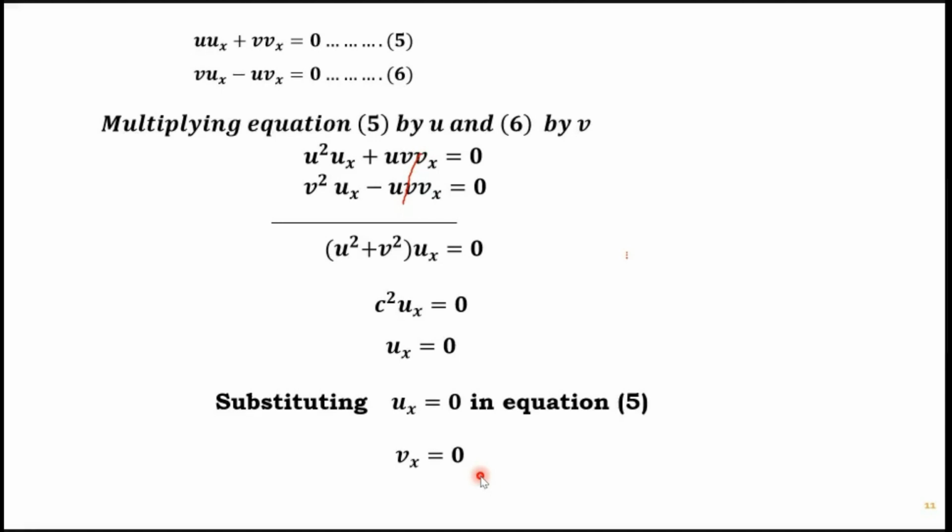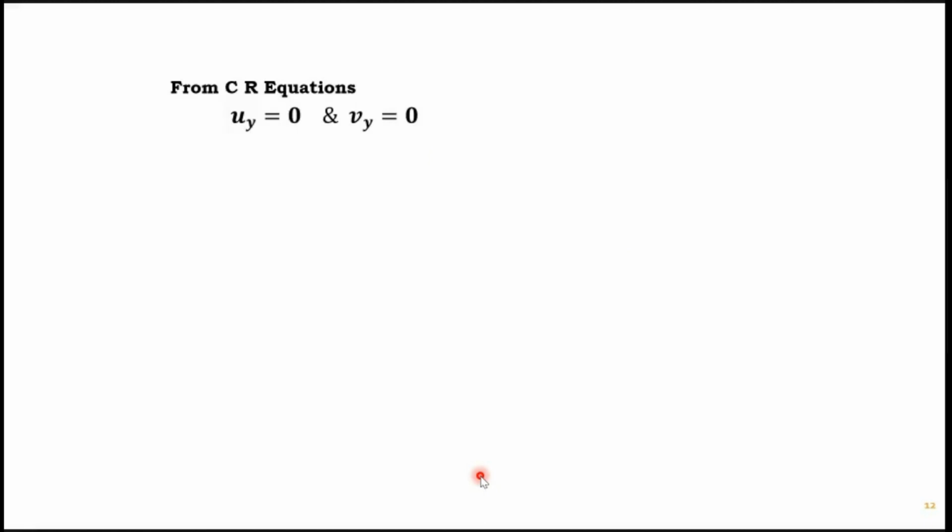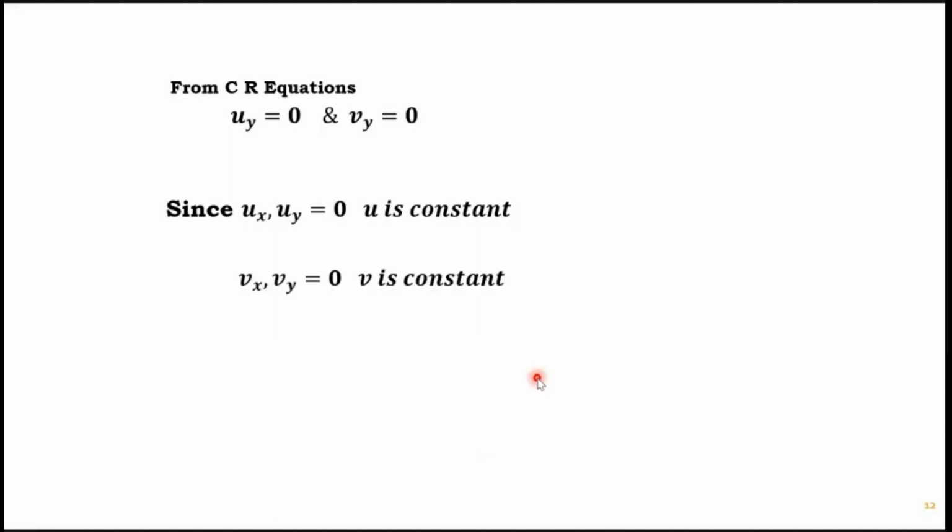So in the next step, since ux and vy from CR equations, they are also equal to 0. ux, uy 0, u is constant. vx, vy 0, v is constant. Therefore, f of z is equal to constant. ठीक है?